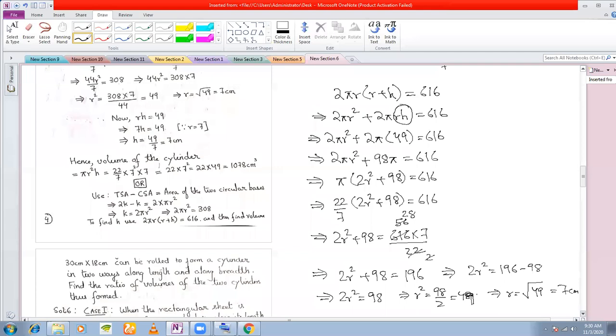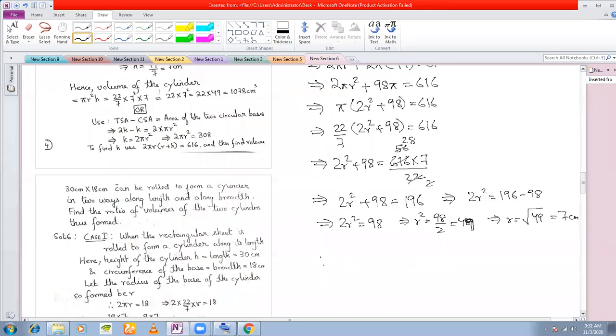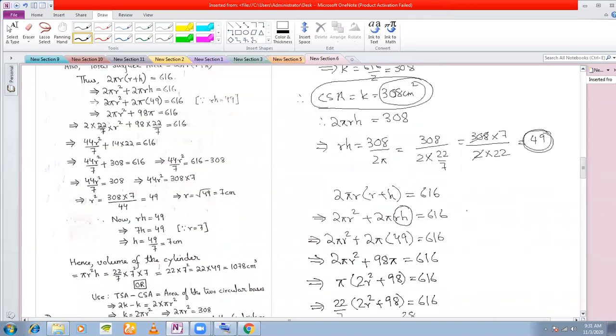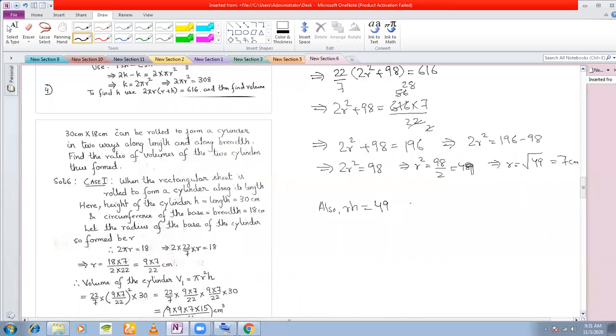How do you find out the height? We know that rh is equal to how much? 49. That means h is equal to 49 by r. Put the value of r here. You get 7. So height and radius both are equal to 7.